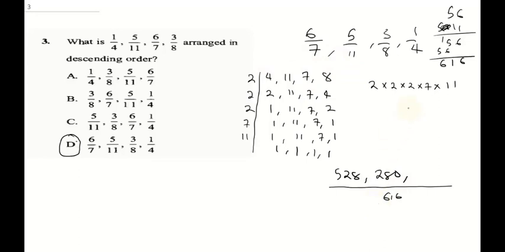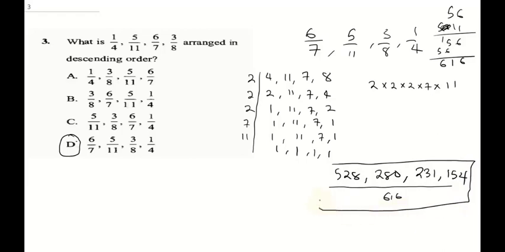Then the next one is 616 divided by 8. You're going to get 77 multiplied by 3. Now this is going to give you 231. And 616 divided by 4, it's going to give you 154 multiplied by 1, so you have 154. So you can see this confirms the answer, that the descending order is D.